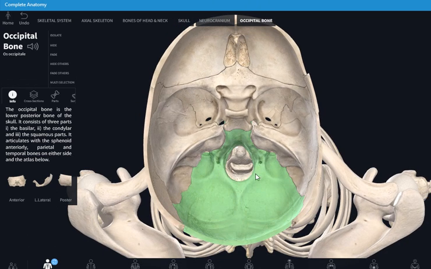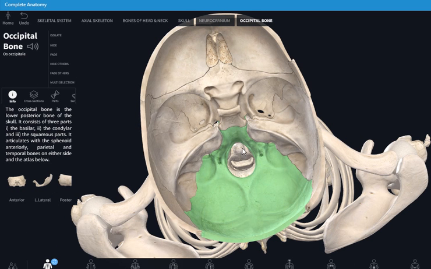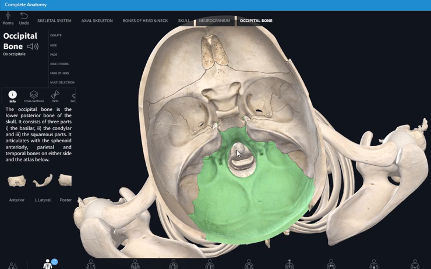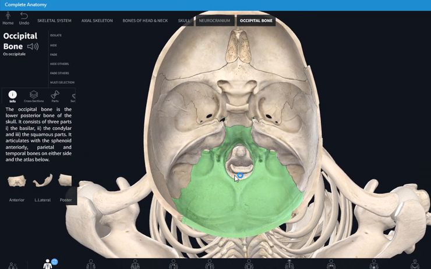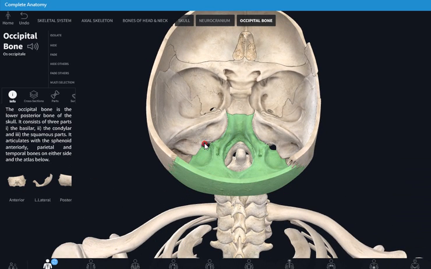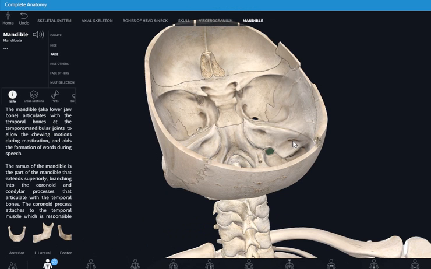Now on the posterior cranial cavity, after the boundaries, you can see this thin process here, which is called the dens, coming from the axis. The major foramen of the posterior cranial fossa is the foramen magnum. Here you have the jugular foramen on this side, and here the carotid canal.